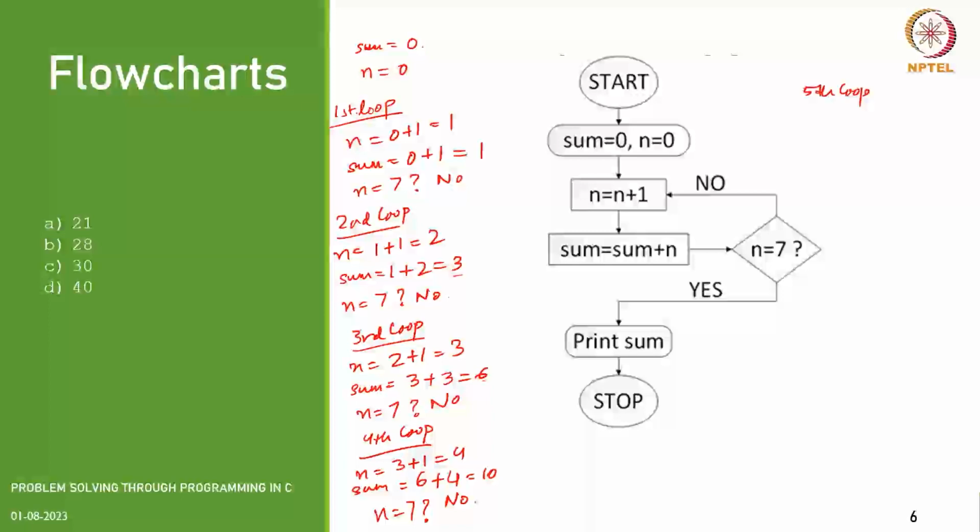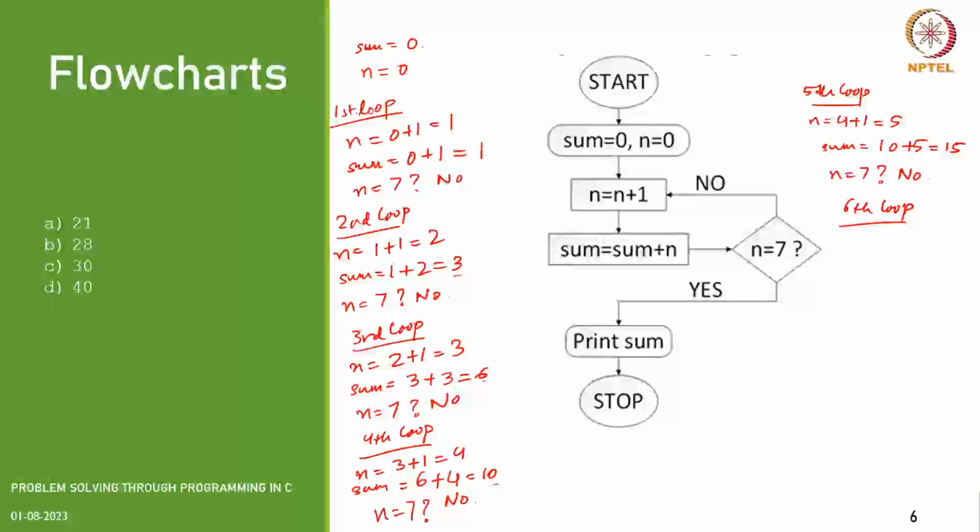So then we go to the fifth loop. We get n equals n plus 1, which is 5, n becomes 5. Then you have sum, which is at 10. In the previous loop you can see it was 10 here, then plus n, which brings the value of sum to 15. Now you check, is n 7? No, it is not 7. Then we again go to the no route, to n equals n plus 1.